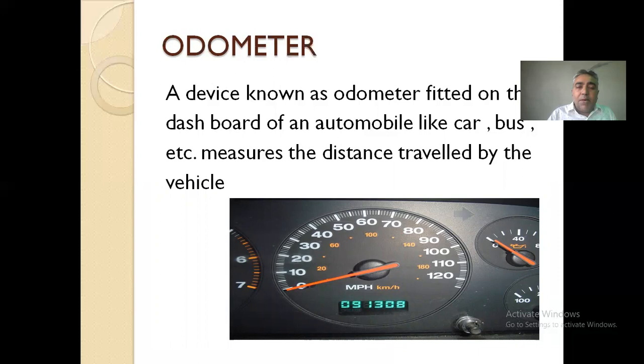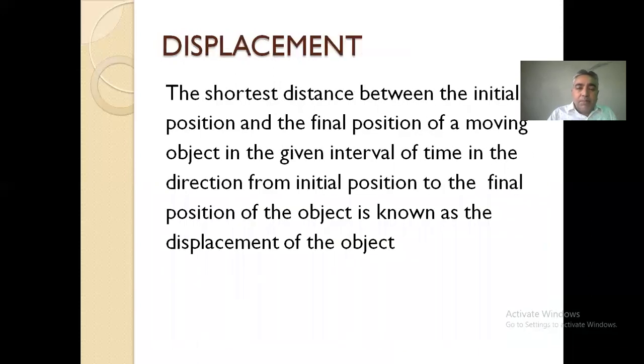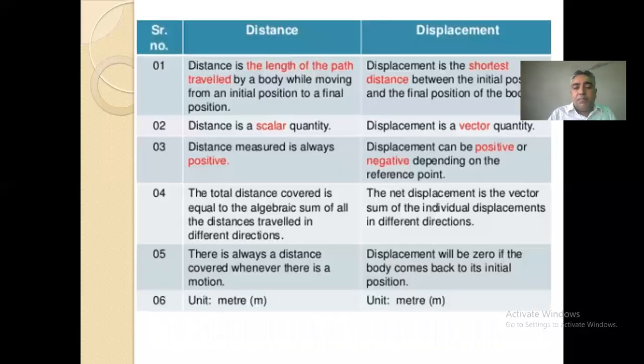There is always a 1 mark question asked on this point. Name the instrument used to measure the distance of an object. You say odometer. Then displacement. The shortest distance between the initial position and the final position of the moving object in the given interval of time, in the direction from initial position to final position of the object, is known as displacement of the object.